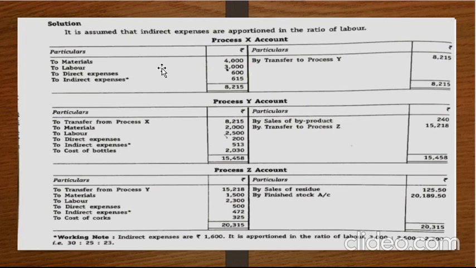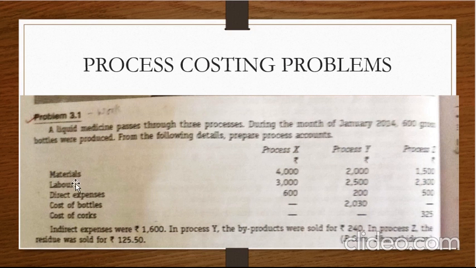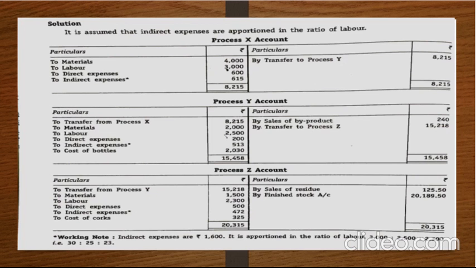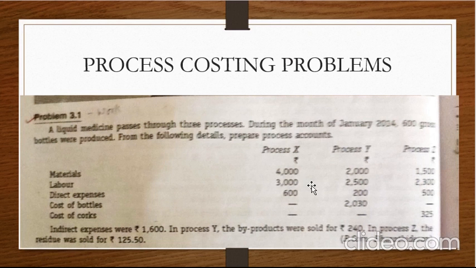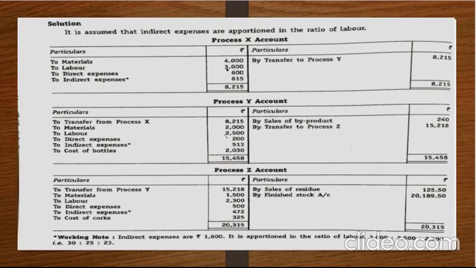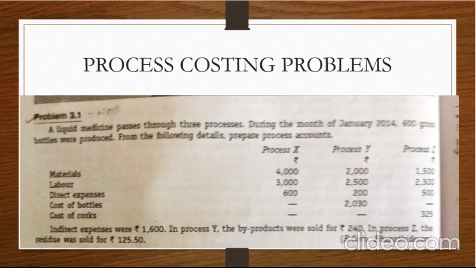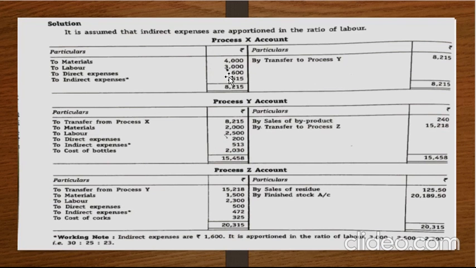Your debit side will be all your inputs which you're using for manufacturing the product. Your credit side is all the transfers or outputs or sales, anything made which is going out of the process, and it will be recorded on the credit side. Now according to process X, the expenses are: material 4000, so we will consider material 4000. Then we have labor 3000, so we will consider labor 3000. Next we have direct expenses 600, so we will consider direct expenses 600.